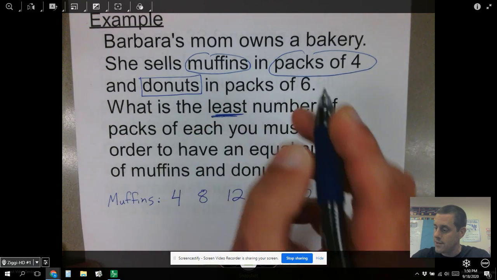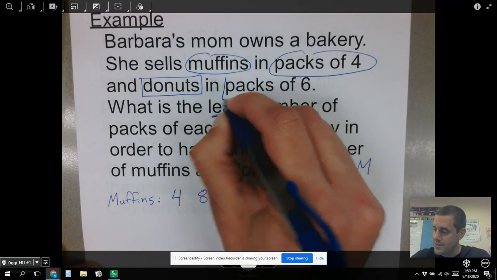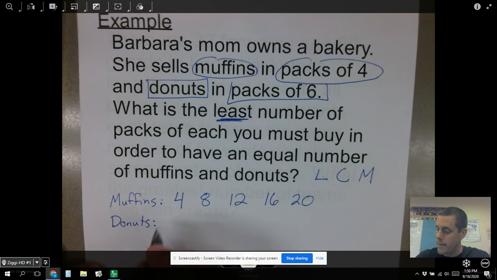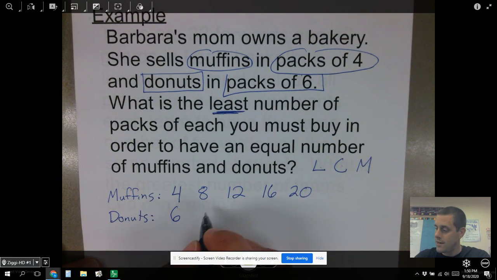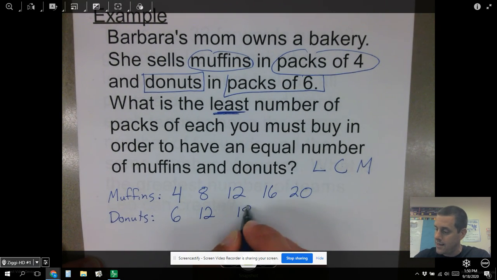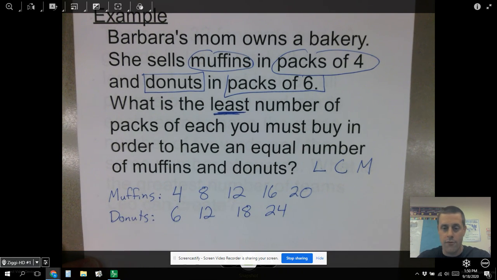We know donuts come in packs of 6. So working out the donuts, we're looking at multiples of 6. 1 package of donuts would be 6 donuts. 2 packages would be 12. 3 packages, 3 times 6 is 18. 4 packages would give us 24 donuts.